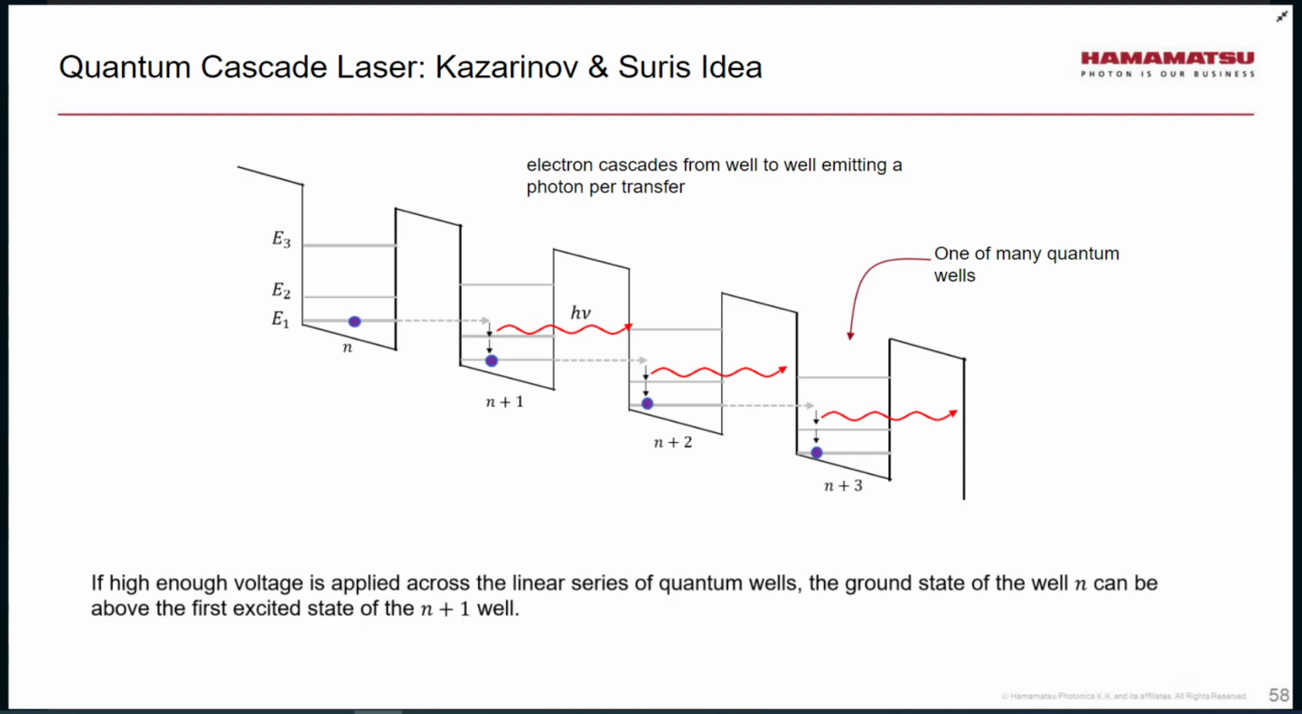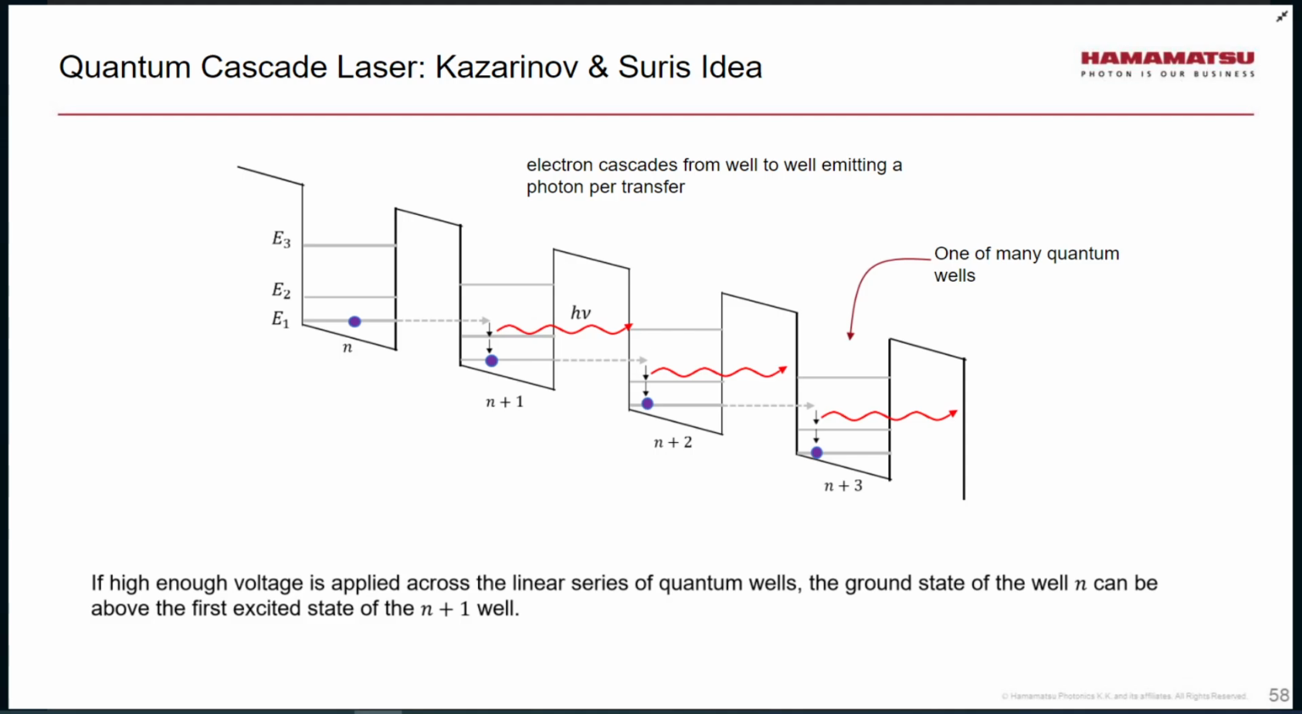But because of the applied voltage, the first excited energy level is actually below the ground state, E1, in well N. And so that electron can then lase, or go to the ground state, emitting a photon. And this can be repeated. This electron can again tunnel through to well N+2 and emit a photon, i.e. it can cascade through these wells, emitting multiple photons. So yes, we can also have a cavity, we have mirrors, and one can construct the laser.